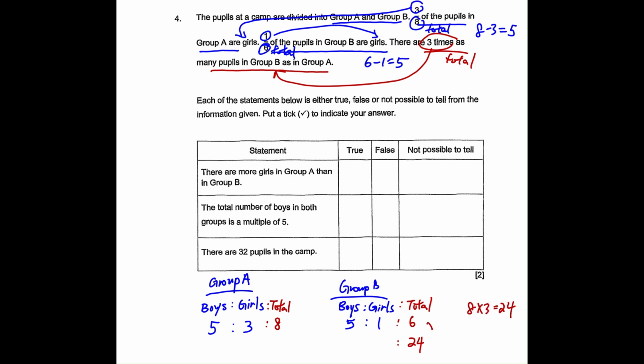So don't worry, all these are ratio. These are not absolute numbers. They don't really have 24 pupils. These are just ratio. These are just fractions. So in order for group B to have a total of 24, the whole ratio we have to times 4. That gives us the new ratio.